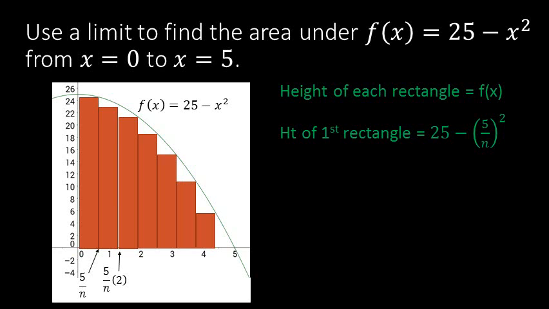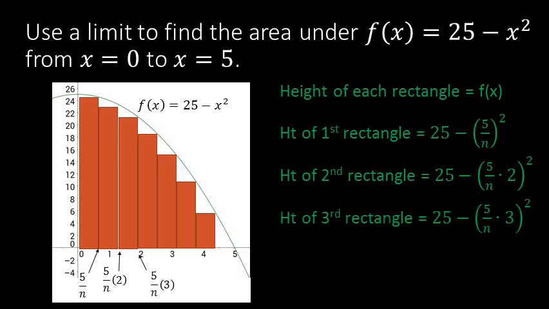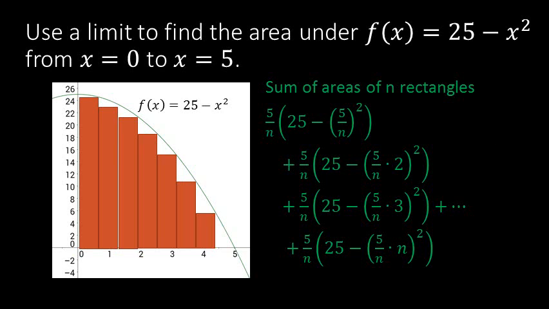The x value on the right side of the second rectangle is 5 over n times 2, and the height of that rectangle is 25 minus 5 over n times 2 squared, and so on. In general, the height of any rectangle under this curve will be 25 minus 5 over n times i squared, where i is 1 for the first rectangle, 2 for the second rectangle, 3 for the third rectangle, and so on. So this is what the sum of the areas of the n rectangles under the curve would look like.